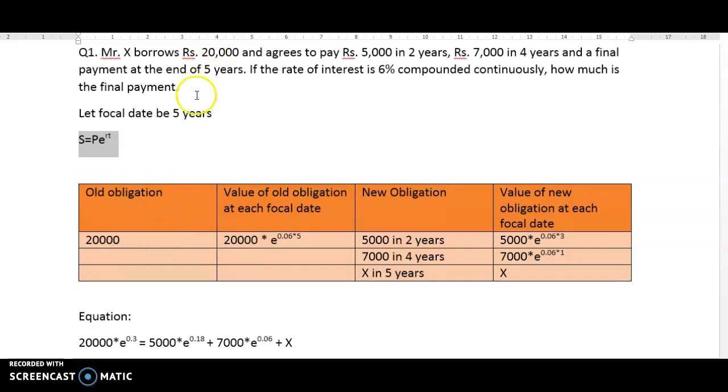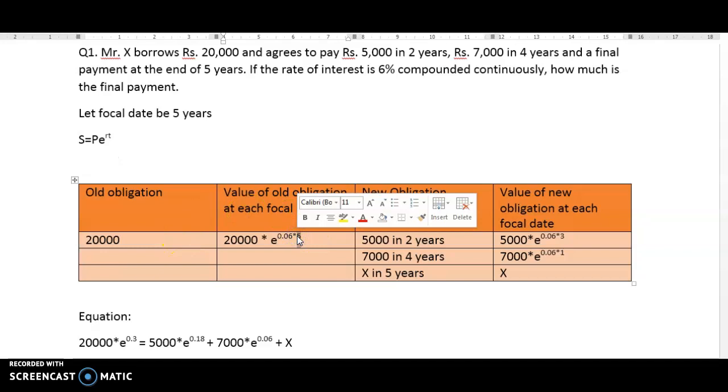So our older obligation is 20,000. Then we have to calculate this older obligation at the focal date. So it is 20,000 into e raised to power, rate of interest is 6%, and this older obligation is at the present date. So we have to take this value to the future value of 5 years, right? So this value will be multiplied with 5 years because we have to take this value to the next 5-year value. So this will be multiplied by this ERT.